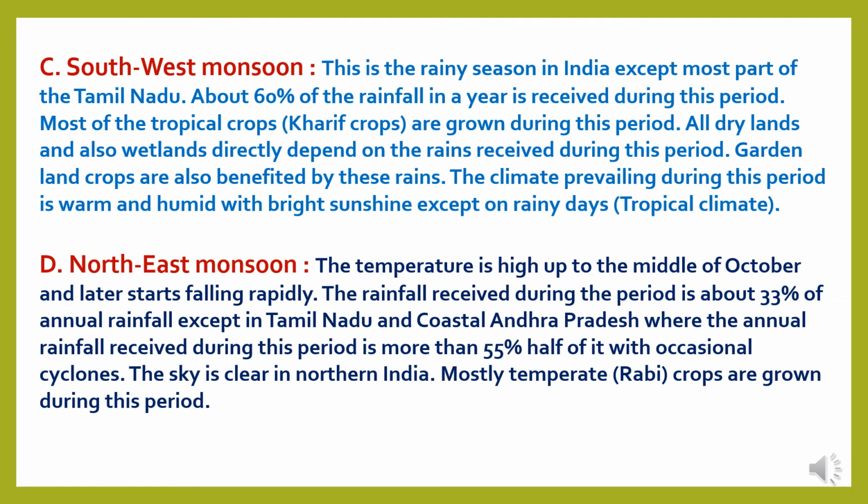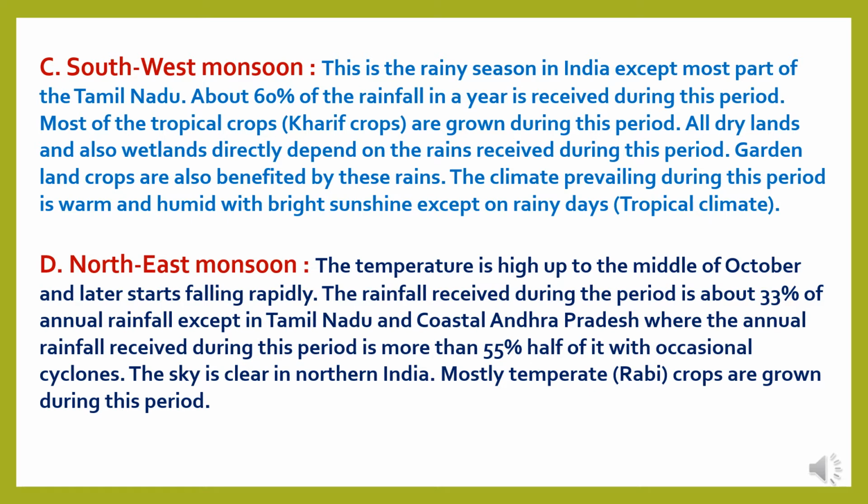Third is southwest monsoon. This is the rainy season in India except most parts of Tamil Nadu. About 60% of the rainfall in a year is received during this period. Most of the tropical crops, Kharif crops, are grown during this period. All dry lands and also wetlands directly depend on the rains received during this period. Garden land crops are also benefited by these rains. The climate prevailing during this period is warm and humid with bright sunshine except on rainy days, representing the tropical climate.